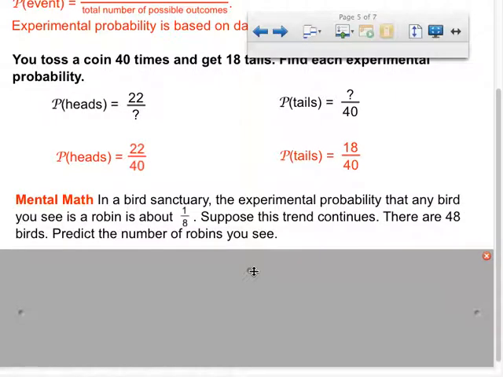All right. Now, I think this is a good question. I'm going to read it to you. I want you guys to try to figure it out. There's a way to mentally solve it. Some students solved it mentally. Some students solved it using a method we discussed earlier in this year and in this lesson. Mental math. In a bird sanctuary, the experimental probability that any bird you see is a robin is about 1/8. Suppose this trend continues. There are 48 birds. Predict the number of robins you will see. Kayla? 6. That's correct. How'd you come up with that?